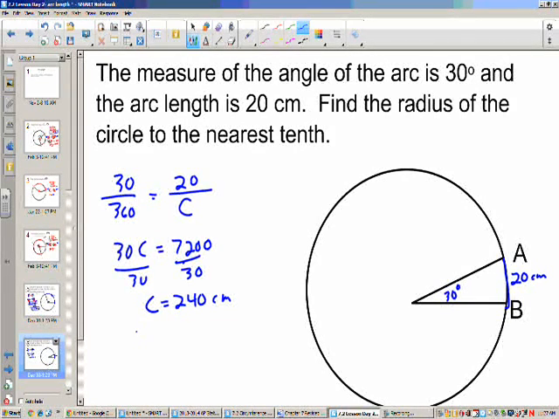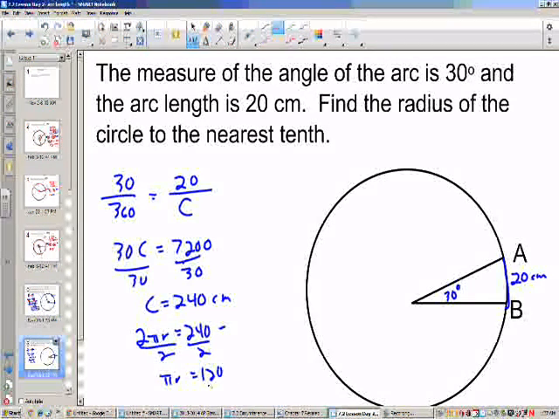We know 2 pi r is equal to 240. So the first thing I do is divide by 2. So pi times my radius is equal to 120. 120 divided by 3.14 is 38.2. So my radius is 38.2 centimeters.